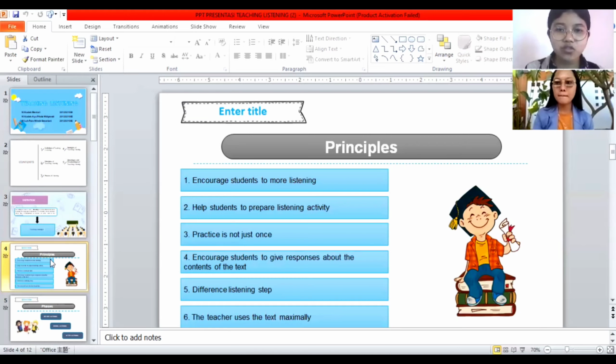And then the last one, but not least, is that the teacher uses the text maximally. On this principle, the teacher will use the text maximally in practicing students' listening skill. It aims for students to be more accustomed to listening to long texts, making it easier for them to improve their listening skill. All right, please next slide.